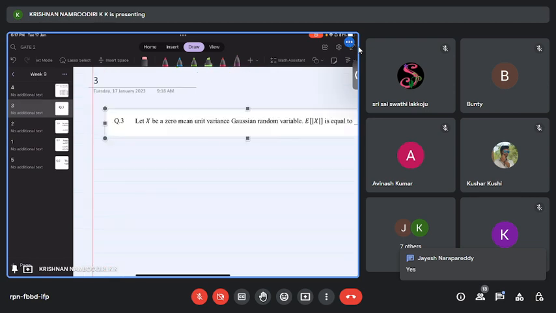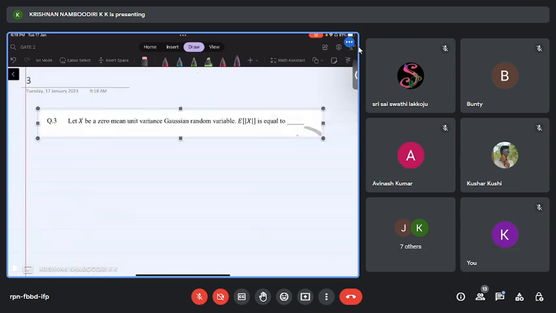Okay. So now, a slightly different kind of question. It's not as straightforward as the previous question, but it's not a difficult one. It's a fairly easy question, but it follows a slightly different pattern. The question is just one line.